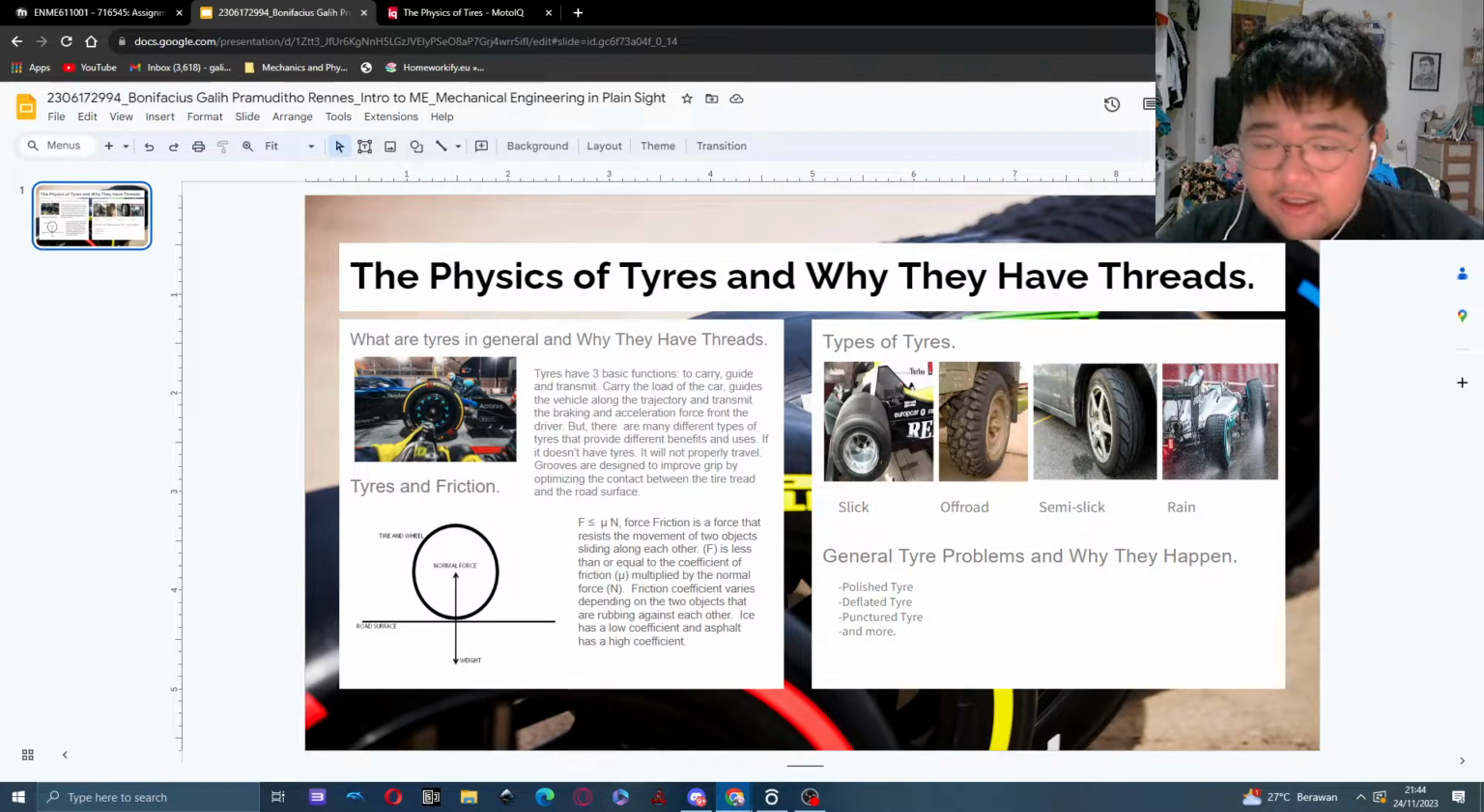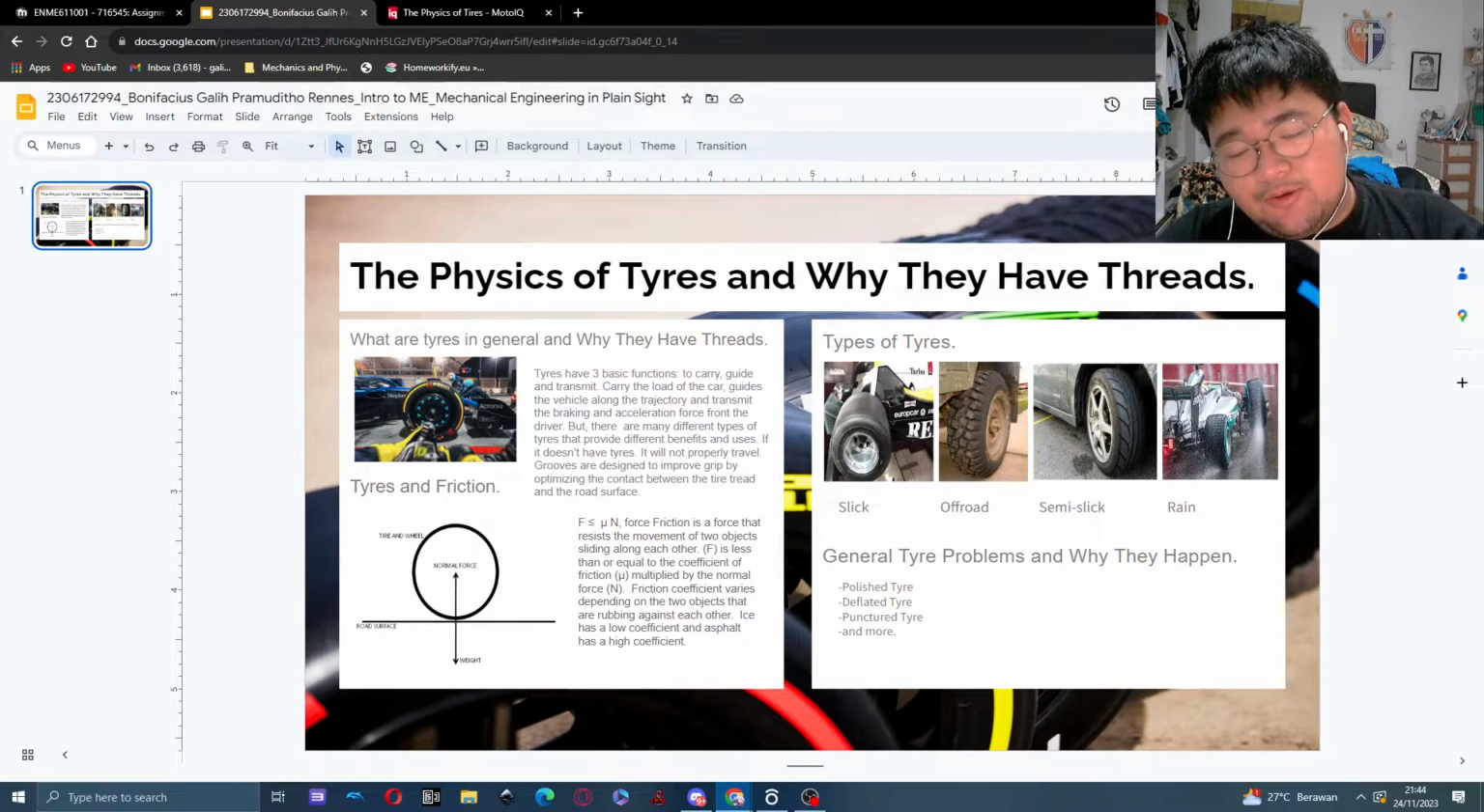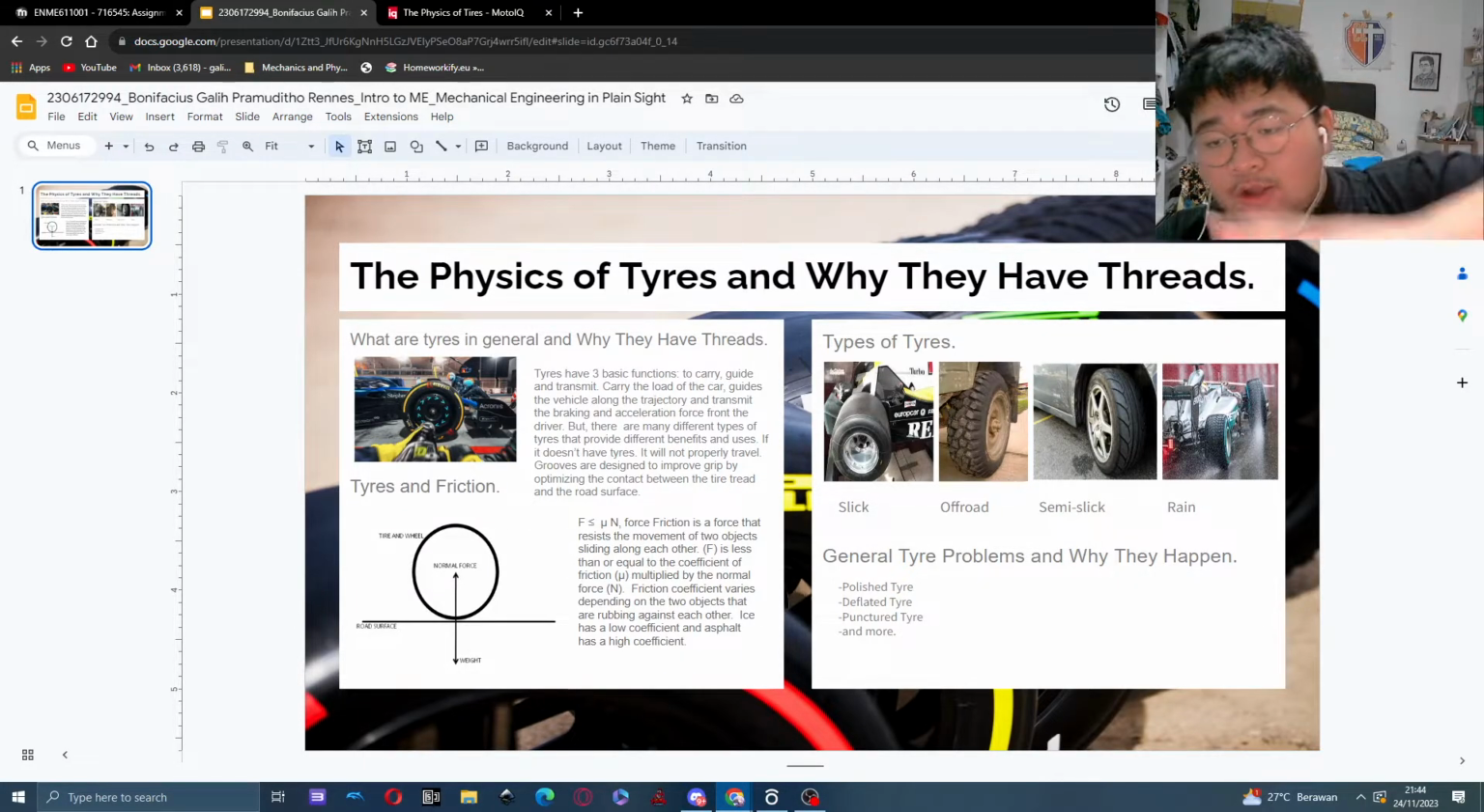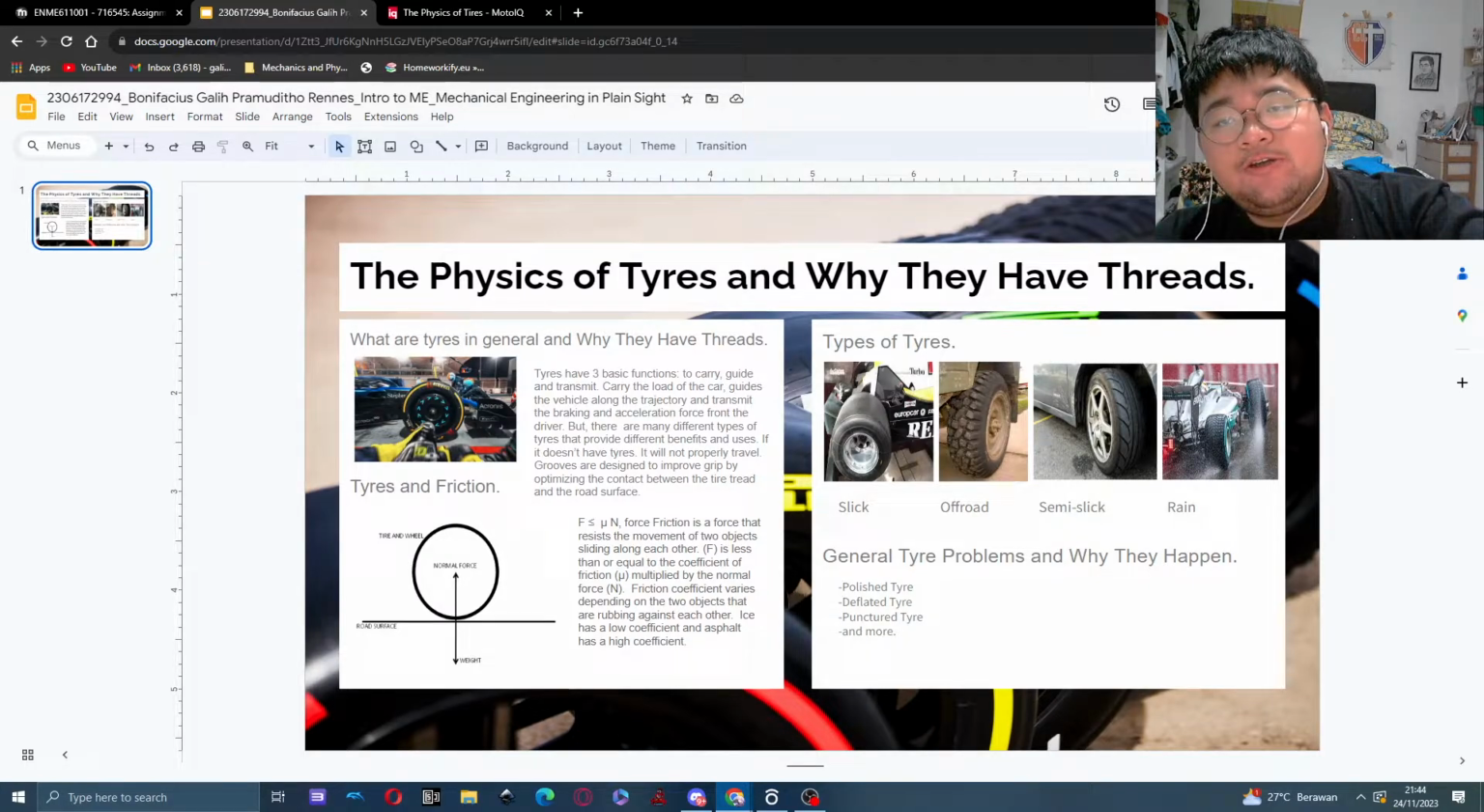But on the other side, off-road tires need the treads so that they can displace the uneven terrain, the dirt, the snow or the ice to grip onto the non-asphalt area so that it can go through the terrain without having many problems.